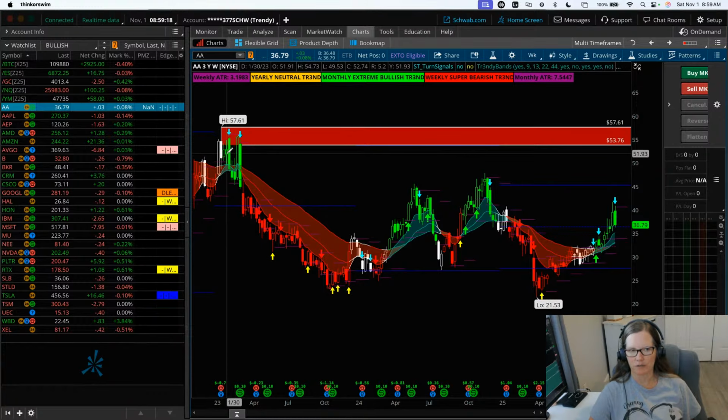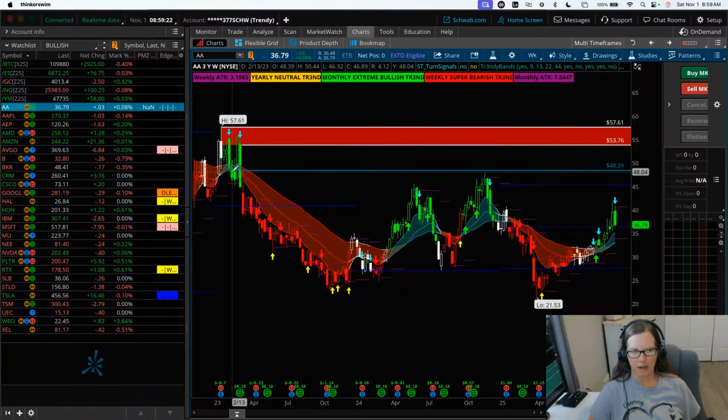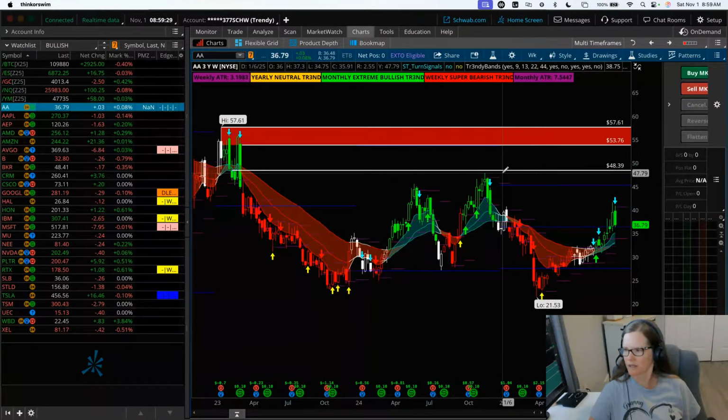All these candles close within the body of that one. You do have a down candle right there. So this is another area of resistance.